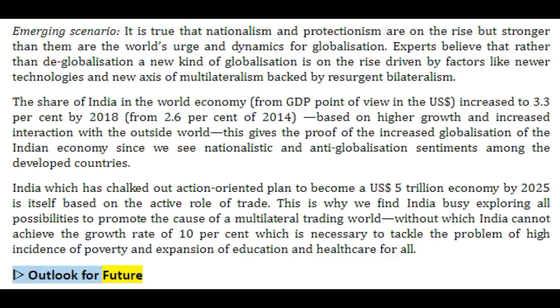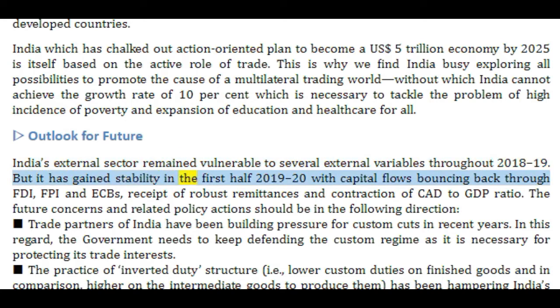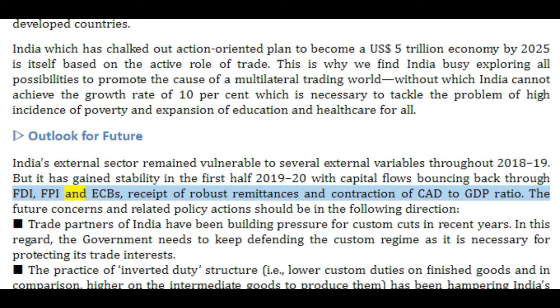Outlook for future. India's external sector remained vulnerable to several external variables throughout 2018 to 19. But it has gained stability in the first half of 2019 to 20, with capital flows bouncing back through FDI, FPI and ECBs, receipt of robust remittances and contraction of the CAD to GDP ratio. The future concerns and related policy actions should be in the following direction.